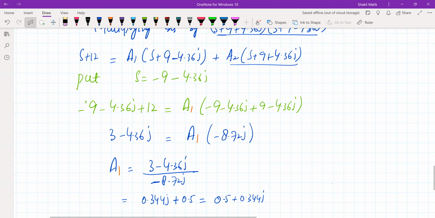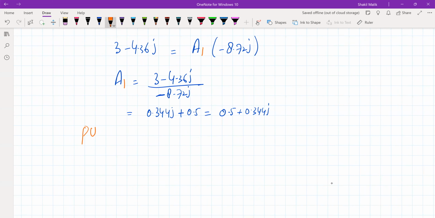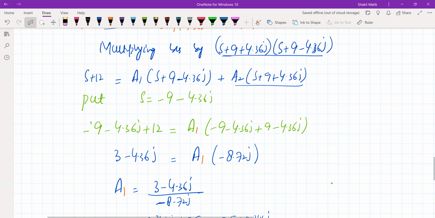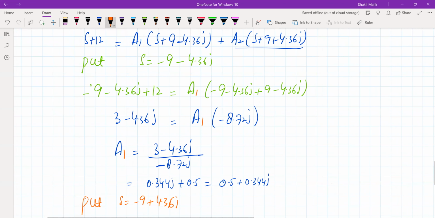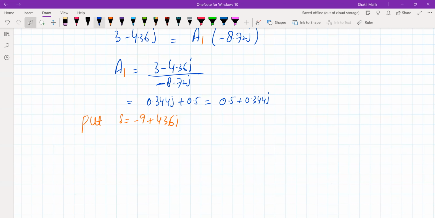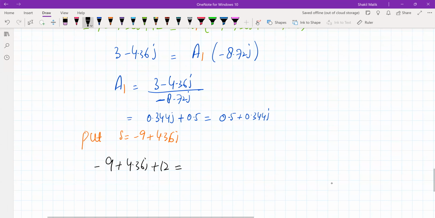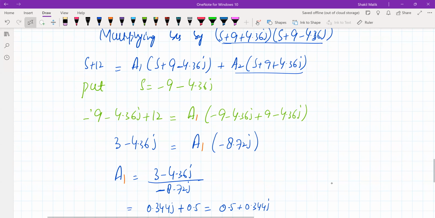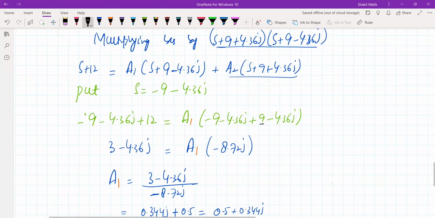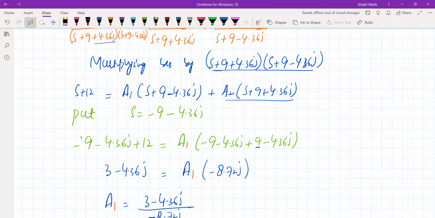Now to get A2, what we'll do? To get A2, we'll put s equal to minus 9 plus 4.36j. Once you do that, you can see this term will be 0 now, and the A1 term will be 0. So it will be minus 9 plus 4.36j plus 12, which is equal to 0 plus A2 times minus 9 plus 4.36j, then we have what we have here. I hope I've done it correctly.